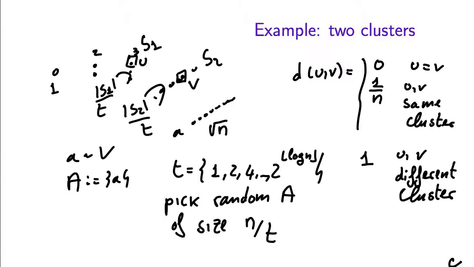So this case contains almost all the difficulties of the general case, although it's simpler than the general case in one way, which is that here there is always, for every 2 vertices, some choice of T, such that if we pick a random set A of size n over T, we are getting an expectation of FAU minus FAV, which is within a constant factor of the distance of U and V. The reason why we lose a factor of log n is that the right choice of T only happens with probability 1 over log n.